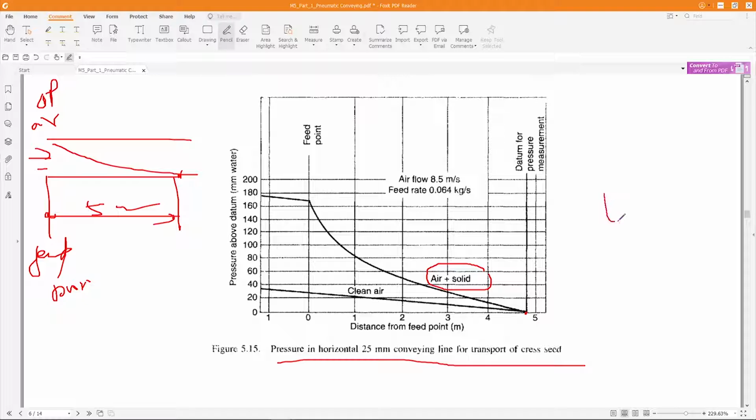Because while calculating the solid velocity, you cannot calculate the solid velocity in this region. Don't calculate in this region or from the feed point. Only after this point do you have to calculate the solid velocity, because after this point we'll have constant solid velocity. In this region, the solid velocity will not be constant.